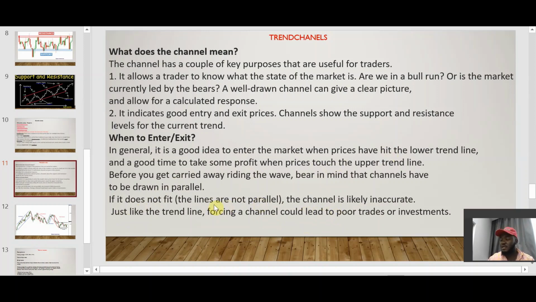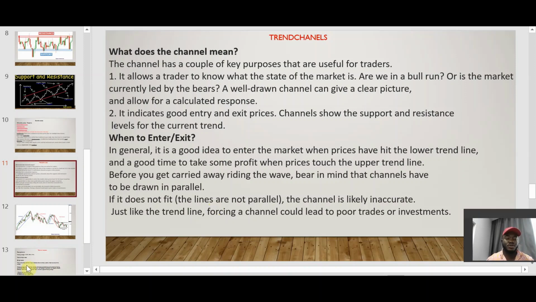Don't try to force a channel. If a channel is not going, you can see when I did some channels, sometimes I'm forcing it and it's not going. Sometimes you have a range channel, and you may be forcing it to go in your own direction, drawing up and down to go in your direction. By doing this, you are making a mistake which can lead to a wrong trade or wrong investment.